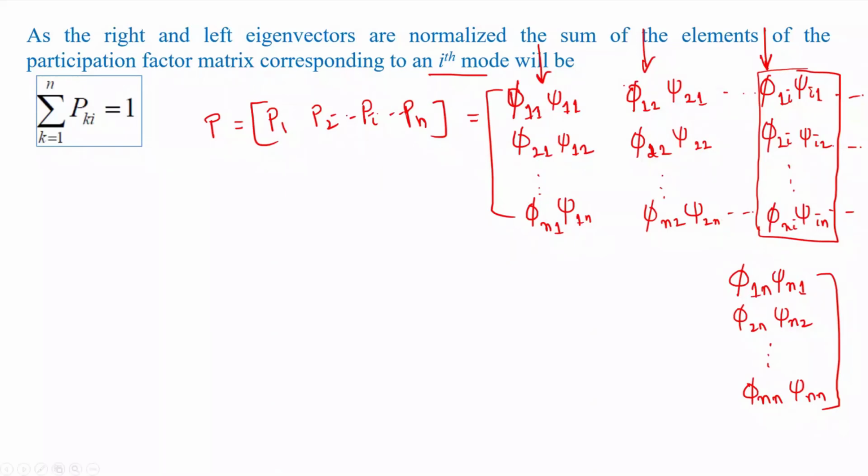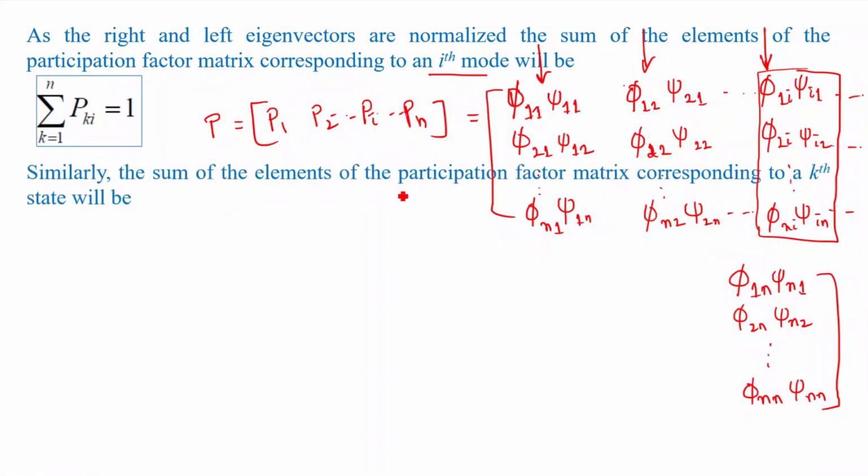And similarly, the sum of the elements of the participation factor matrix corresponding to the kth state vector, so corresponding to a particular state, if we add row wise, that will also give me 1, right? This you can test because it is very easy to find. So I'll also give another assignment regarding this. You can test it. So how will it become 1? It's corresponding to the ith mode and corresponding to the kth state, any of the states.